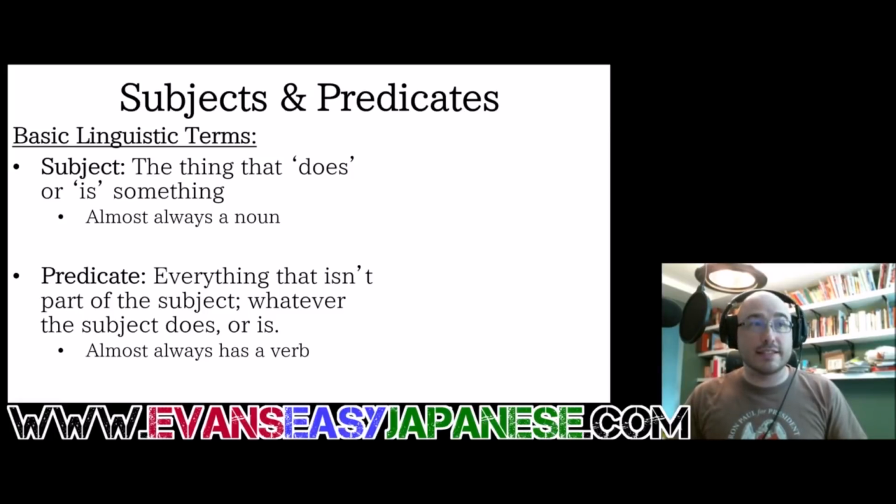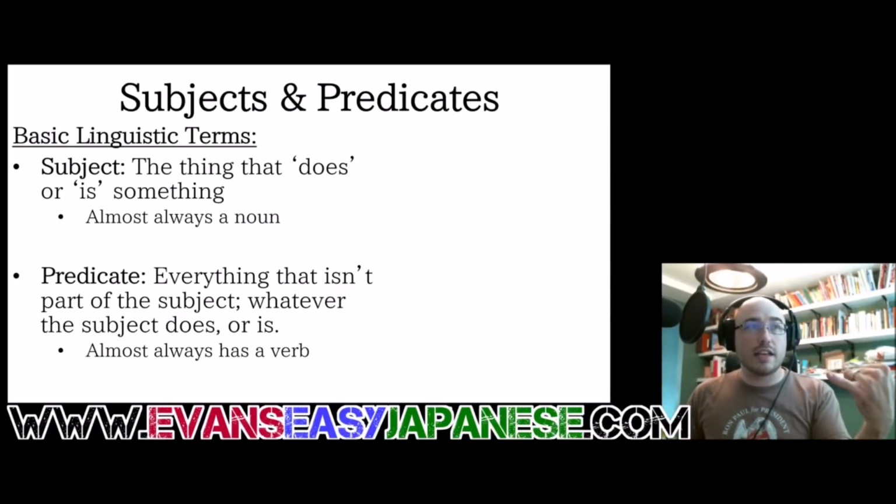Then we have predicates. Everything that isn't part of the subject is the predicate. So that's basically the rule. All of the words that encompass the thing that does something is the subject, and all of the stuff that thing does or is, is the predicate.